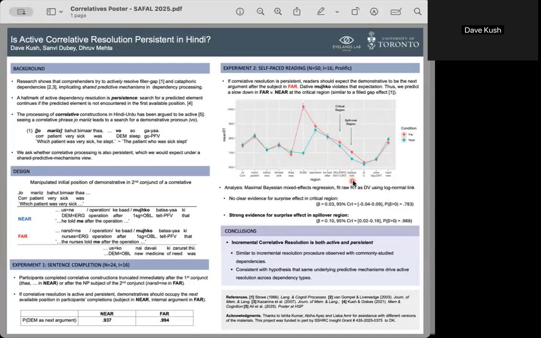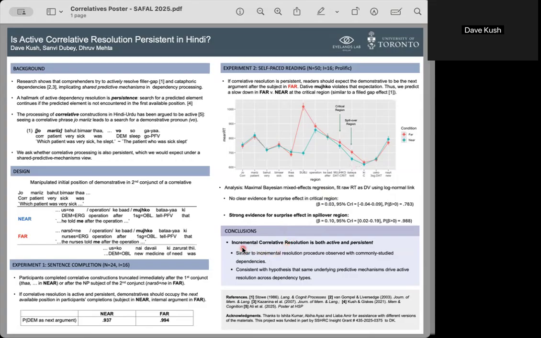However, in the spillover region, immediately after the critical region, we see longer reading times in the far condition compared to the near condition. So people seem to be more surprised to encounter the non-demonstrative dative argument in the far condition, which we think means that they were expecting to see the demonstrative there, and they are surprised when they don't. So our predictions are confirmed there.